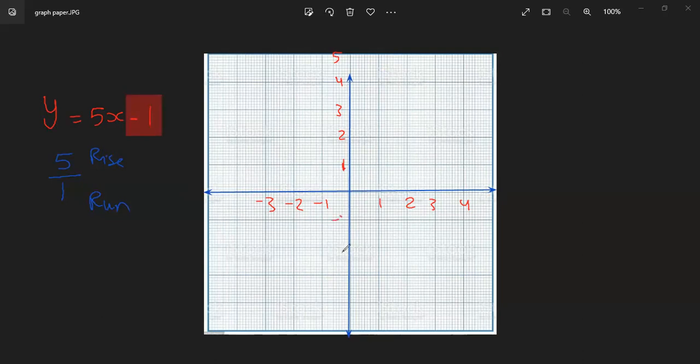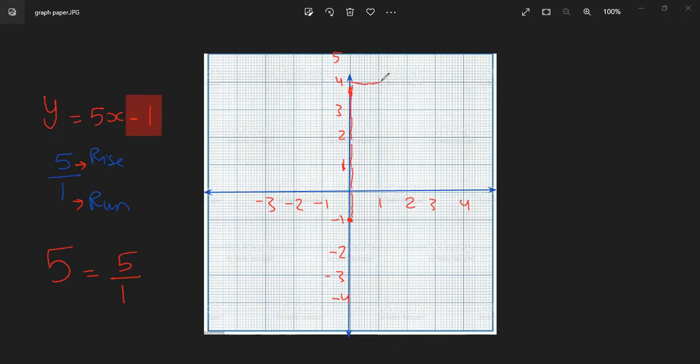So go to minus 1, down, and put a point. This is the y-intercept. And the gradient is 5. So write this 5 as 5 over 1. 5 is the rise, and 1 is the run. So rise 5, you will count 1, 2, 3, 4, 5. This is the rise.